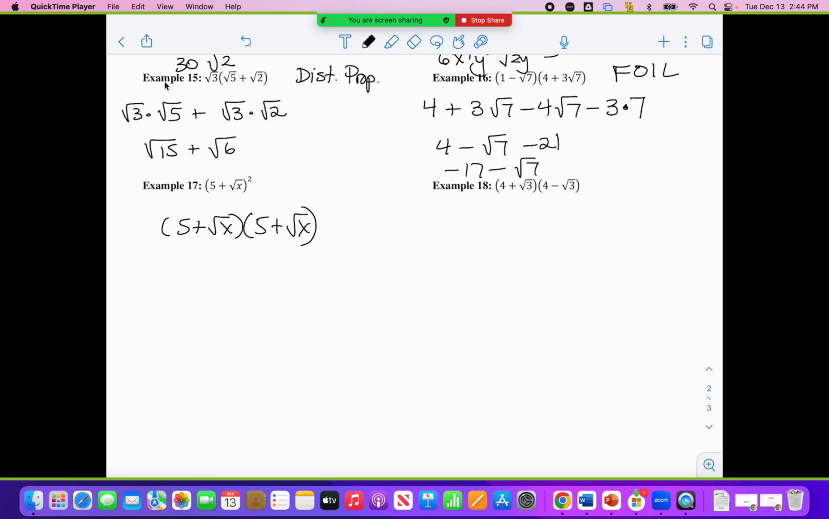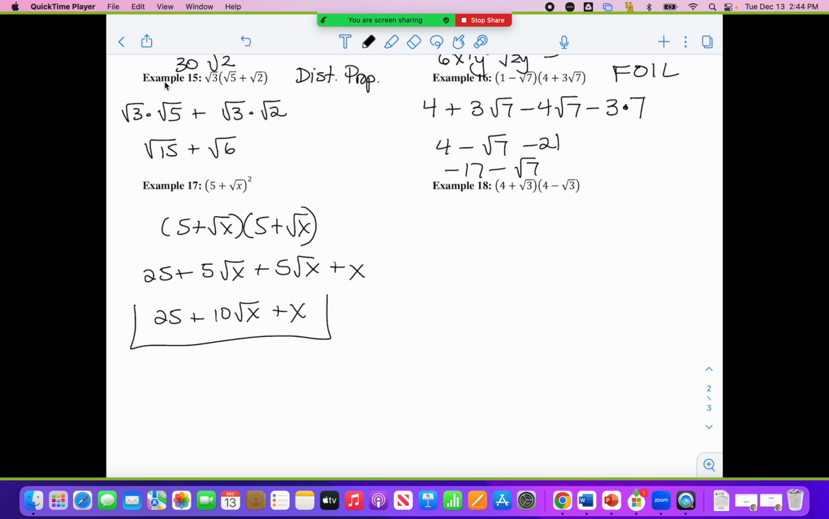All right, so here we go. 5 times 5 is 25. The outer is 5 square root x plus 5 square root x. And what's square root x times square root x? x. This is 25 plus 10 square root x plus x. Do you see that that's not 25 plus x? Like, there is an outer and an inner term.